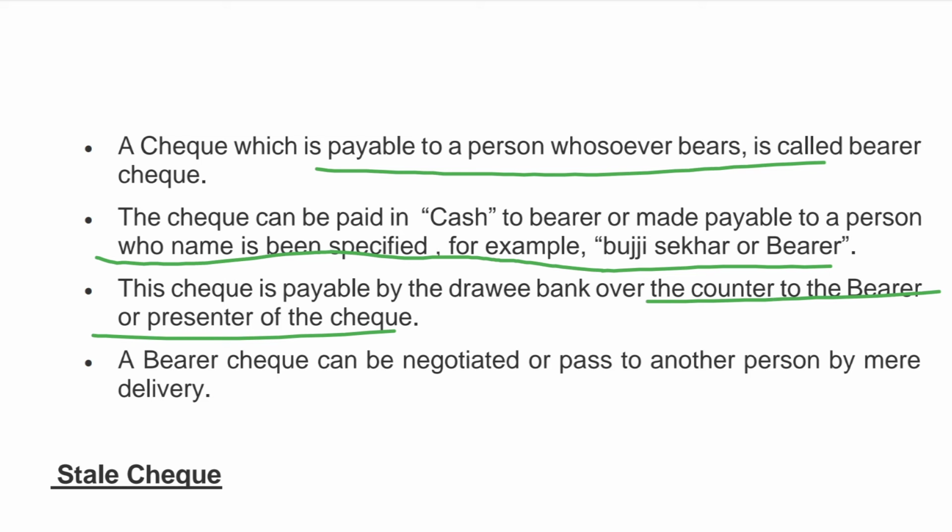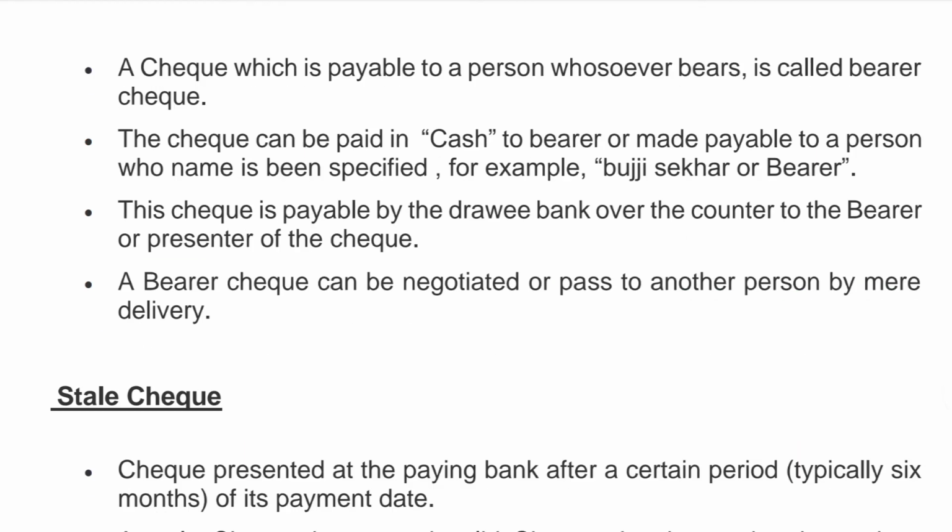A bearer check can be negotiated or passed to another person by mere delivery. So you can easily negotiate a bearer check by just giving it to him. You just pass on the check. You just negotiate it. Now we will discuss a stale check.